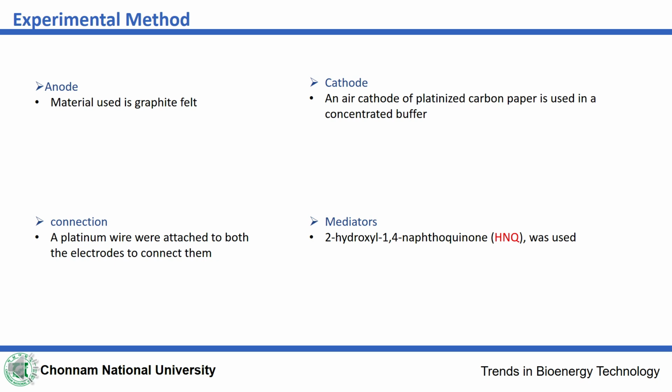The mediator preferred for fuel cells that run longer than 24 hours was 2-hydroxy-1,4-naphthoquinone, HNQ, which is soluble, stable, and much less prone to adsorption. A platinum wire is attached to both the electrodes to connect them.